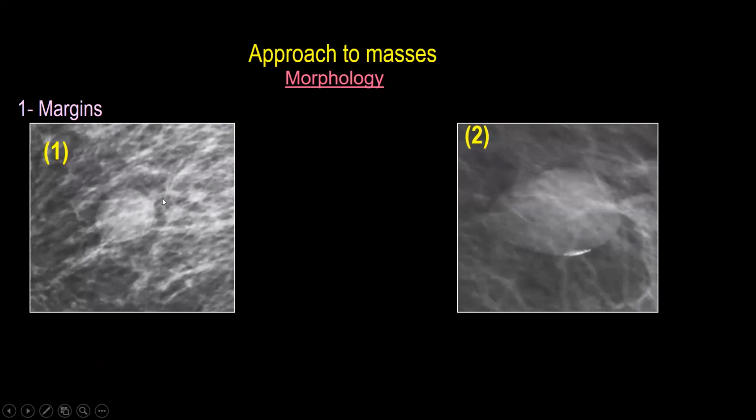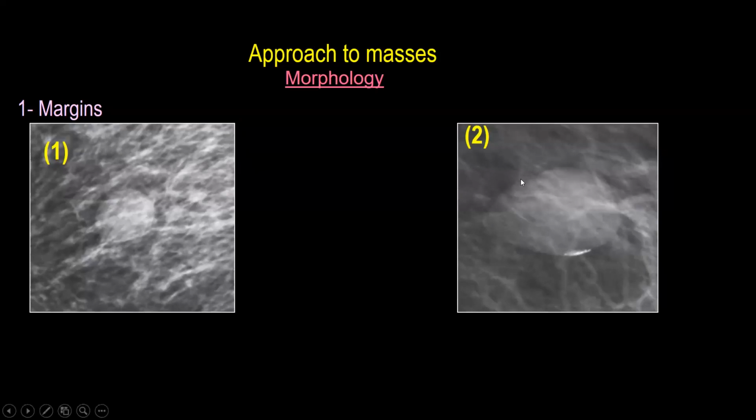Can you look carefully here? Only this area and this area. Can we consider this and this more than 25% of its margin? No, less than 25%. Since it is less than 25%, it will be considered circumscribed. And this is obviously also circumscribed, because only a small area here and here, also less than 25%.